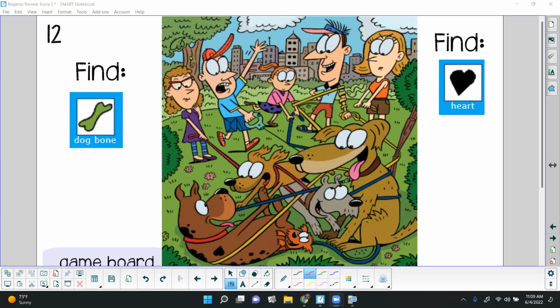All right, a lot of kids found the heart. Yes, good job. The heart is down here on the brown dog. And Kevin found the bone. Does anybody find that green bone? That's a tough one. I'm not gonna lie, it took me a little while to find it.